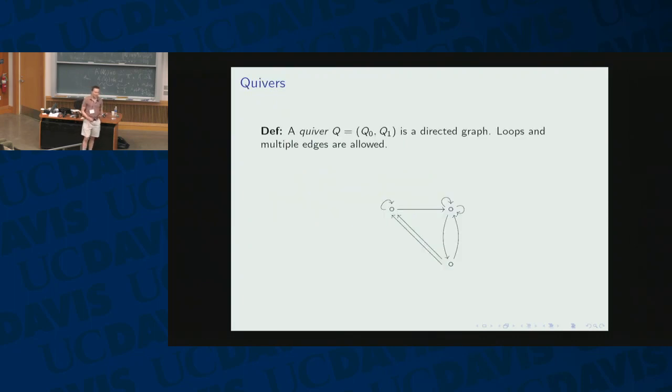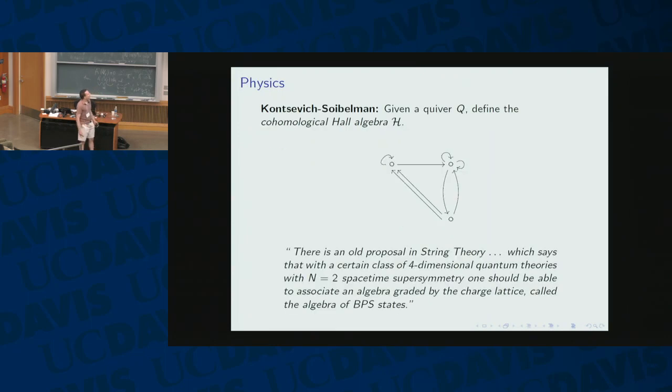Okay, so quivers are going to play a huge role in our story today. A quiver is just a graph where anything goes. It's a directed graph, loops are fine, multiple edges are fine. I'm just assuming finitely many vertices, finitely many edges. And in mathematical physics, Kontsevich and Soibelman attached a certain algebra, H, this cohomological Hall algebra, to any quiver Q. So I'm quoting directly from their paper here.